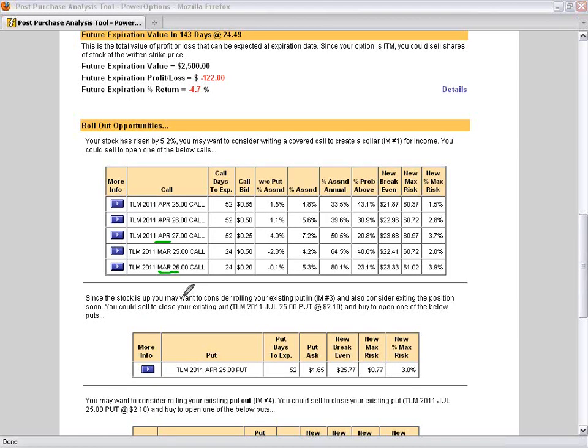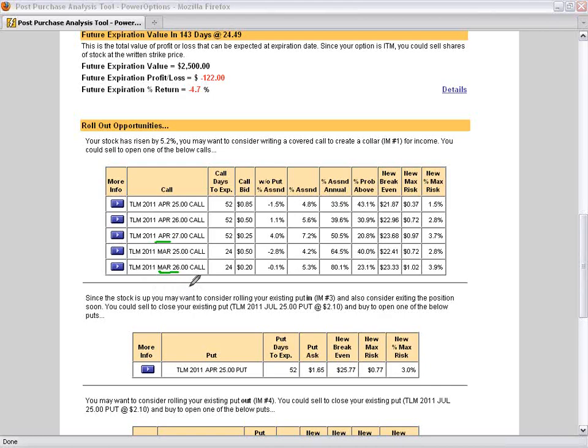When we talk about the SIGA model, what are the current conditions? Even in sort of a bearish market right now, Talisman Energy is still up 5.2% from where we purchased it. We're looking to generate some income to lower our risk. Okay? Now, what are my expectations? Well, that's something I have to evaluate for myself.